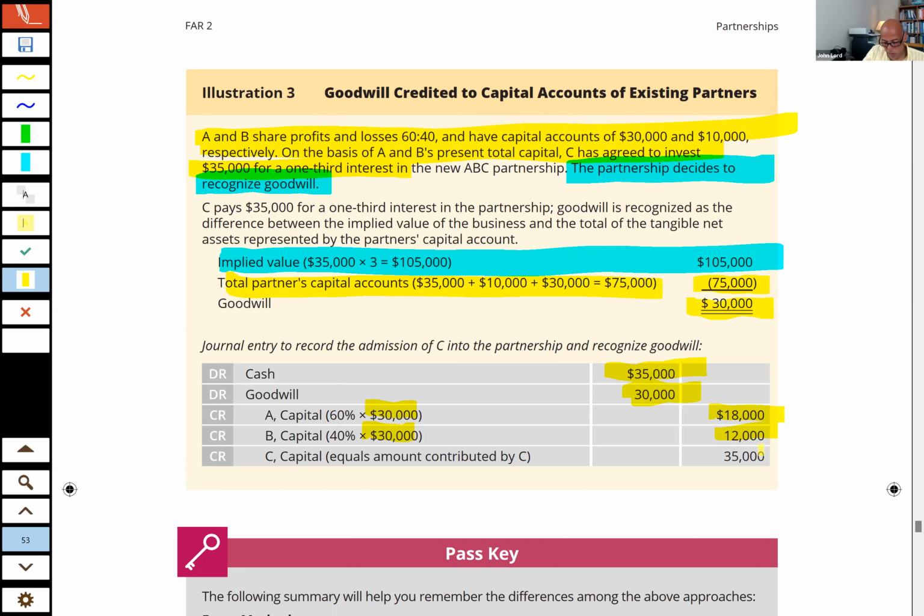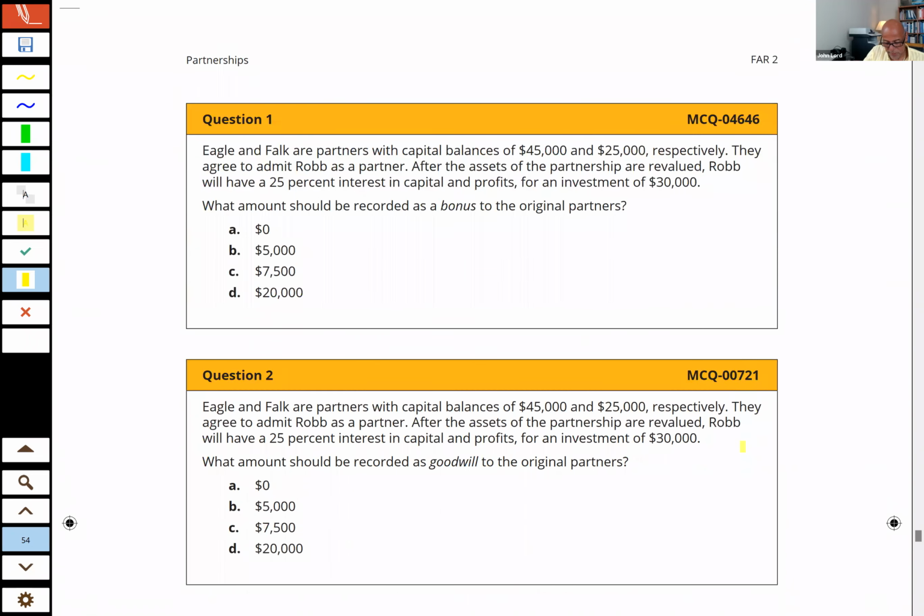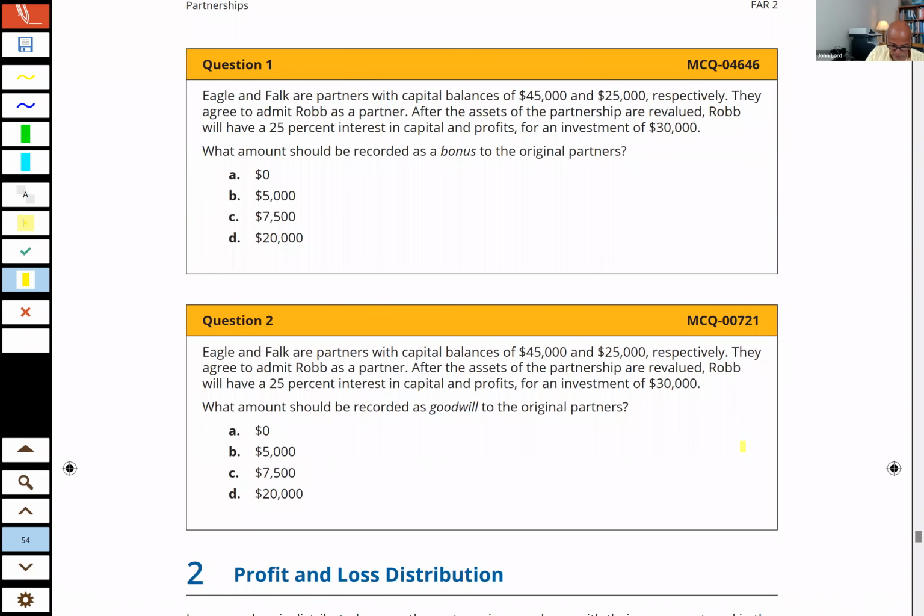Okay, good. So let's go ahead. And I don't think you need that pass key because, again, for the exact method, they'll tell you the amount, they'll ask you what is the contribution of the new partner. For the other methods, they'll give you the amount of the contribution of the new partner, and then they'll instruct you what method to use, or give you information so you can figure out what method to use. Okay. All right, let's go ahead then and take a look at these couple partnership questions.